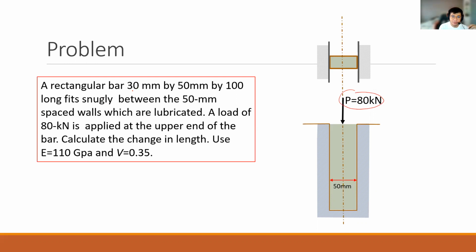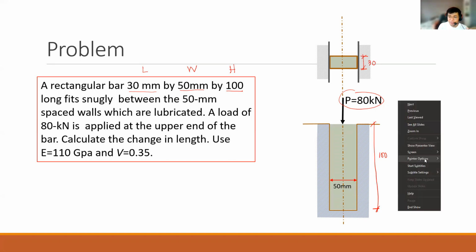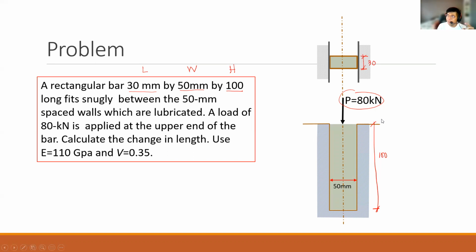So the rectangular bar is 30 millimeters by 50 millimeters by 100. The notation is a bit confusing. If it's a rectangular prism, it should be length times width times height. But our x-axis here is 50 millimeters, so it's probably width times length times height. So probably this is the 30 because it's much shorter, and this one is the 100 millimeters. It may seem large, but take note that it's in millimeters. Meaning 10 cm by 3 cm, it's small, compared to a ruler.